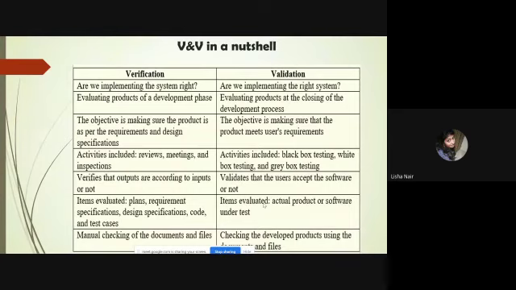But in validation, we go and check the actual product, whether the entire software is working as per the requirement. The entire software is built as per expectation. That is validated in the validation phase.